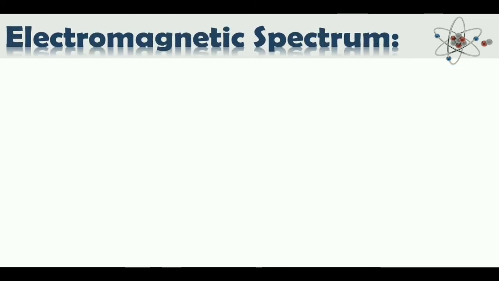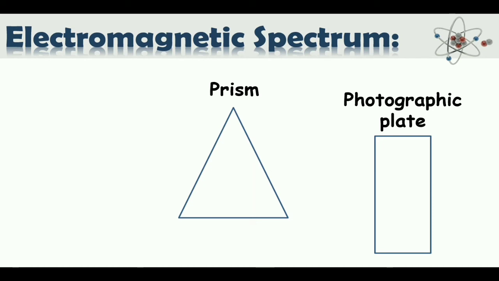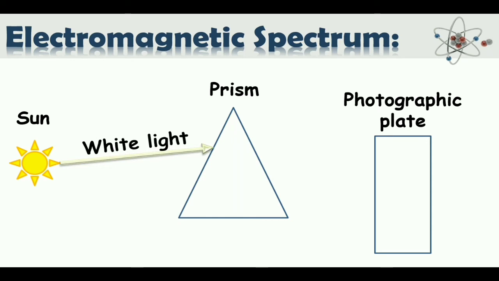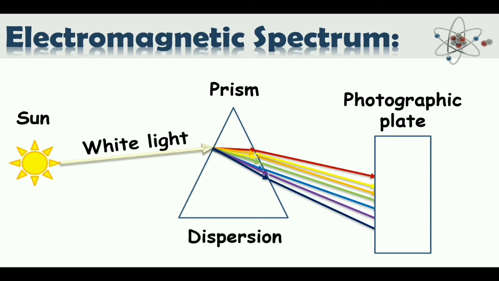Now the electromagnetic spectrum. For that, take the prism and photographic plate. From the sun, we send white light to the prism. It will divide into 7 colors, which form on the photographic plate. It is a continuous spectrum. Dispersion happens. This is known as the electromagnetic spectrum. Here only violet to red we can see. The remaining are also formed on the photographic plate, but they are invisible to the naked eye.